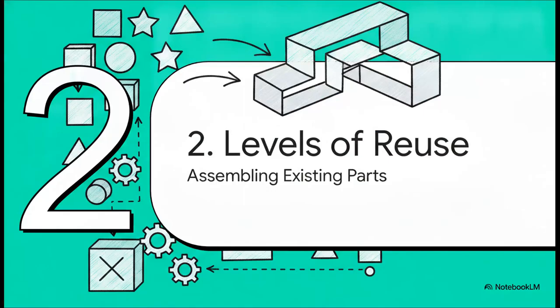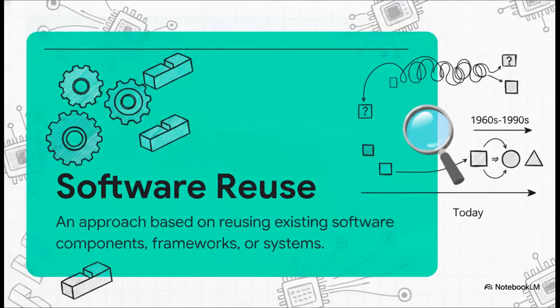All right, Part 2, the 4 levels of software reuse. Let's kick off our first major topic, software reuse. Look, if there is one single thing you take away from this section, let it be this: writing software entirely from scratch is basically obsolete. Modern software engineering is all about assembling existing parts.